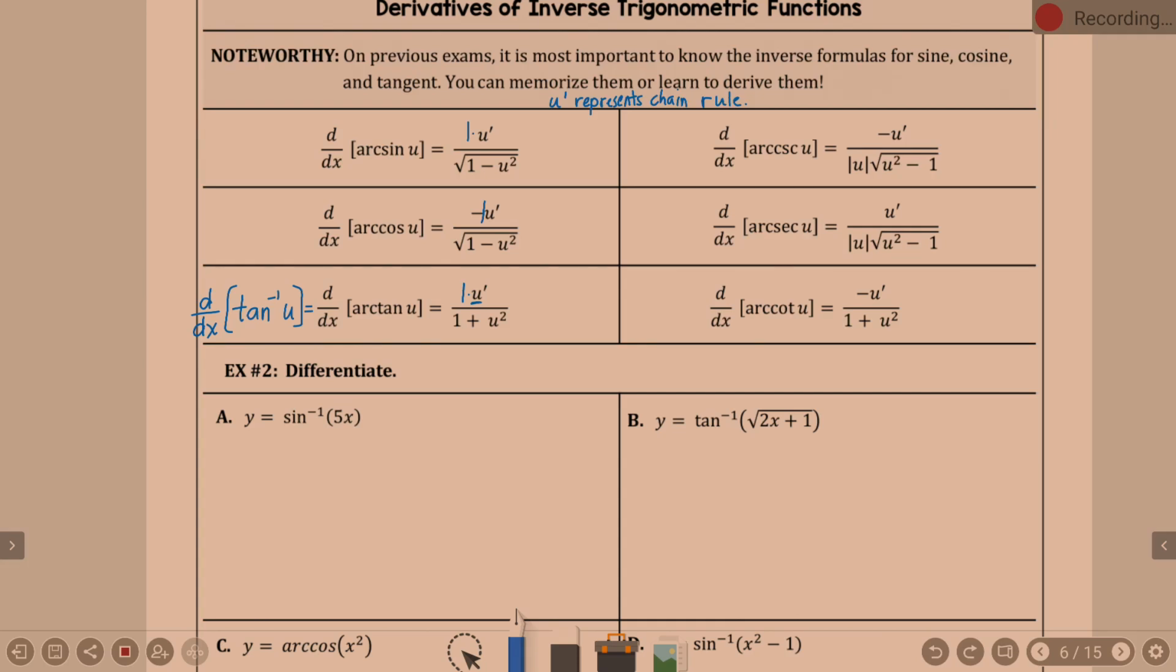Okay, so sine inverse of 5x. With this in mind, we're being asked to differentiate. So we're being asked to find dy dx. Trying to decide how I want to explain this.